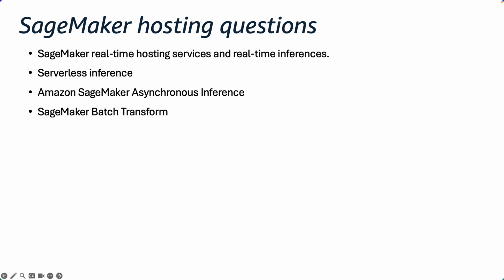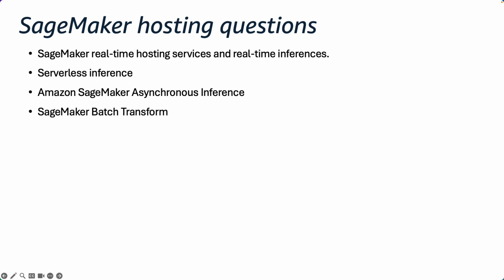Let's continue on with task 3.1, to select deployment infrastructure based on existing architecture and requirements, and let's cover a few questions on SageMaker hosting services. After you train your machine learning model, you can deploy your model using SageMaker to get predictions. What SageMaker hosting service do you use if you need persistent, real-time endpoints that make one prediction at a time? SageMaker real-time hosting services and real-time inferences.